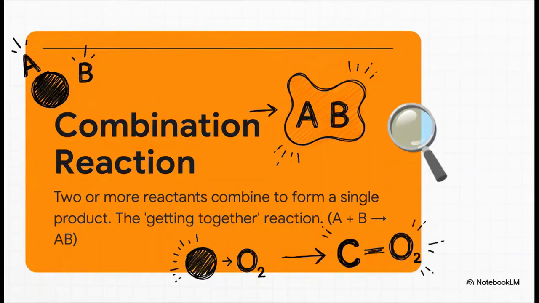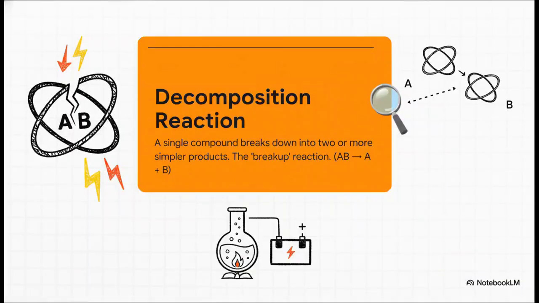You take 2 or more things, they combine, and you end up with one single, more complex product. A plus B makes AB. Simple as that. Next, we have the exact opposite, which is called a decomposition reaction. You can probably guess what this is. It's the breakup reaction. You start with one complex compound, and it breaks down into 2 or more simpler pieces. AB becomes A plus B.